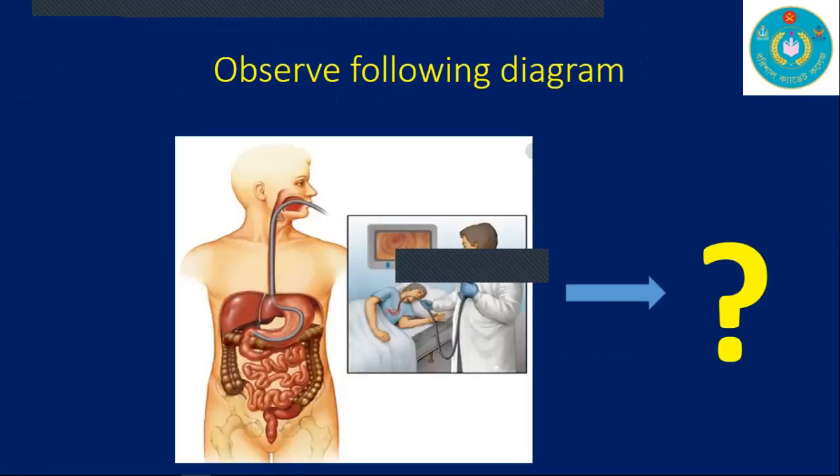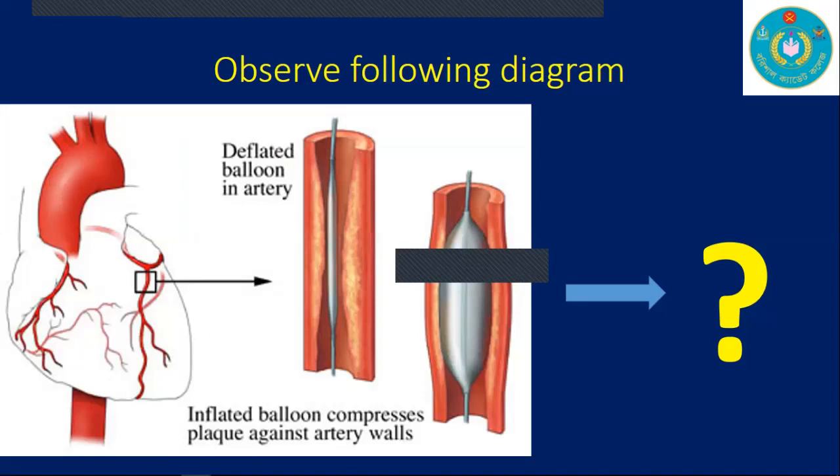At first, observe this diagram. And now think about what you have observed in this diagram. You may take 10 to 20 seconds to observe this diagram and think for yourself what you have observed. If you want to take more time, you can pause the video and observe this diagram deeply. And observe this diagram too. In this figure, you have something to think about.